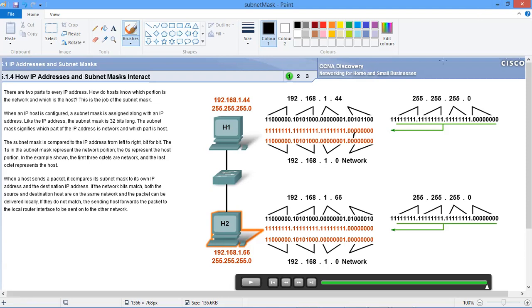Okay. So here, this is an IP address. Okay.